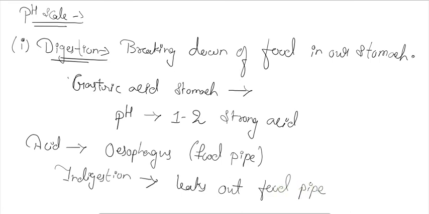But in our stomach, a mucus lining is there, which protects our stomach from being damaged by the gastric acid. But our food pipe does not contain this mucus. So when the gastric juices leak out into our food pipe, what happens? We feel irritation there, and this irritation is termed as acidity.